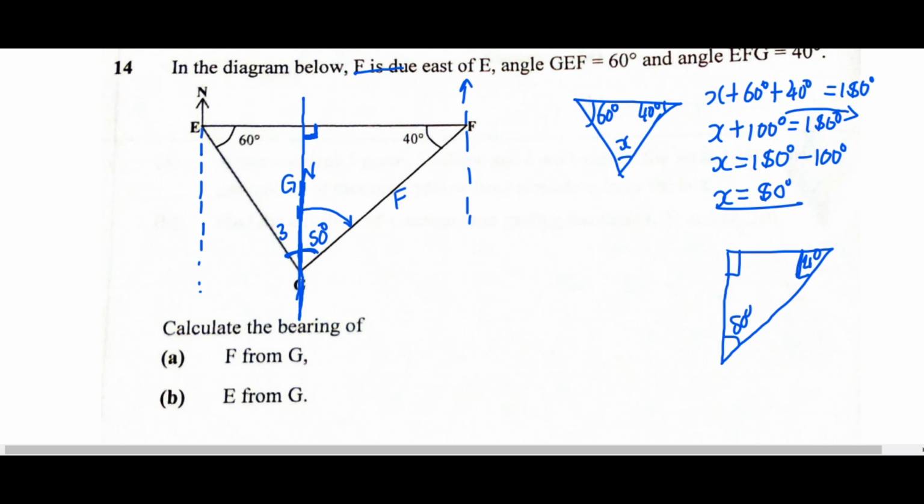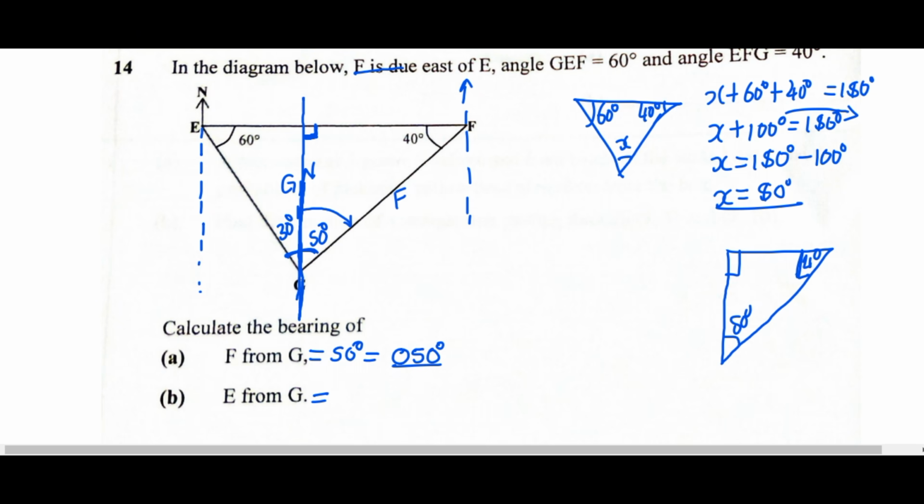Then here we have 30, since we said this is 80. So the final answer here, we just want the 50 degrees. But since bearings are written as three digits, we put 0 in front. So this is 0, 5, 0 degrees. Now let's look at E from G.